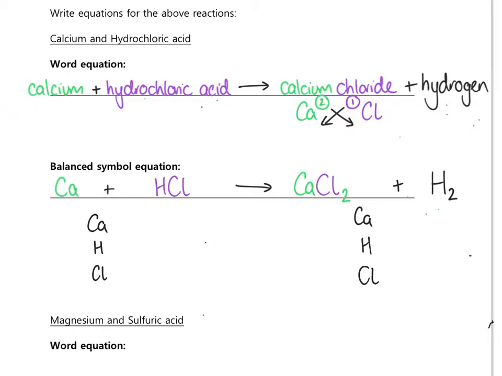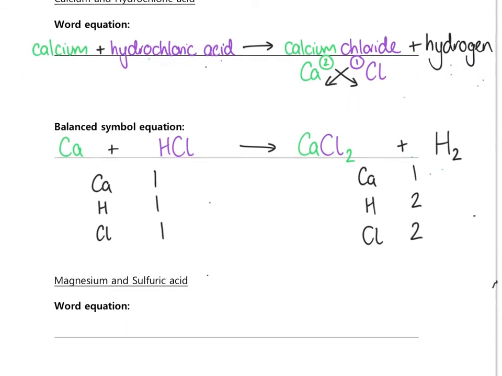So how many calciums do I have on the left? I have one hydrogen, and 1 chlorine. On the right now, let's count them up. I just have 1 calcium, I have 2 hydrogens because of the little 2 after it, and I have 2 chlorines. So you can see my calciums are balanced, but my hydrogens and my chlorines aren't. If you find writing the boxes helpful, I'll do them now, but you don't necessarily have to do them.